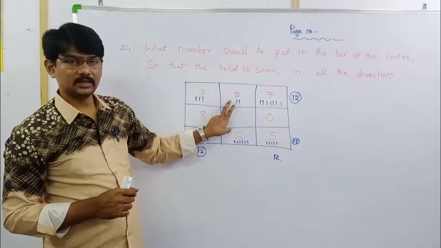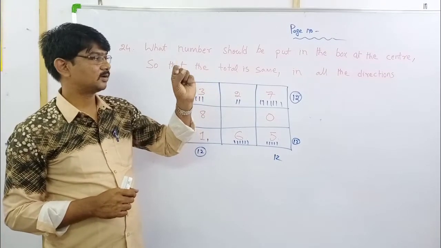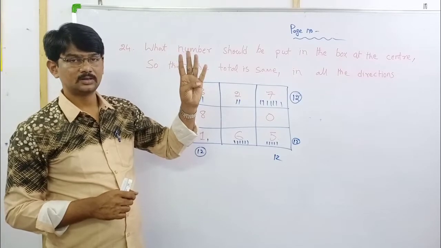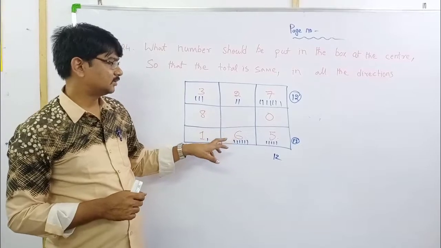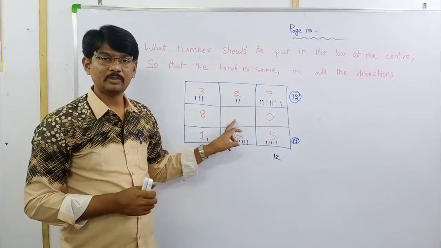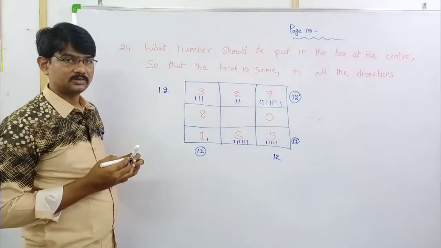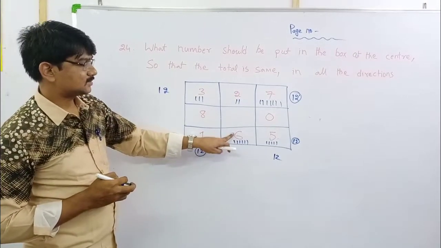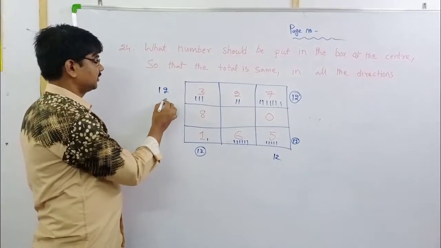So 8 is here. If we add 4, 1, 2, 3, 4. 8 after 9, 10, 11, 12. We can get 12 here. One more thing. What will the total be? 12. 6, 7, 8. What is the number already here?